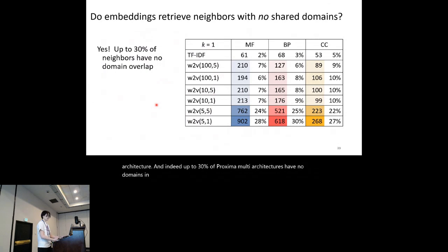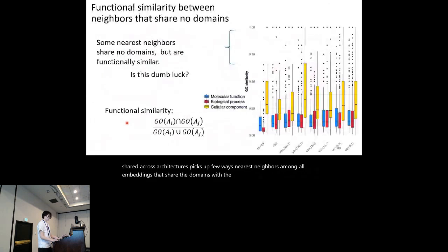And as expected, TF-IDF, which explicitly models domains shared across architectures, picks up the fewest nearest neighbors among all embeddings that share no domains with a target. And so now we ask, are non-sharing neighbors functionally meaningful? To test this, here we have 3 columns for each embedding. We looked at the GO similarity distribution of these neighbors, and we noticed that many of them have very high GO similarity. Our embeddings identify more such pairs than expected by chance.